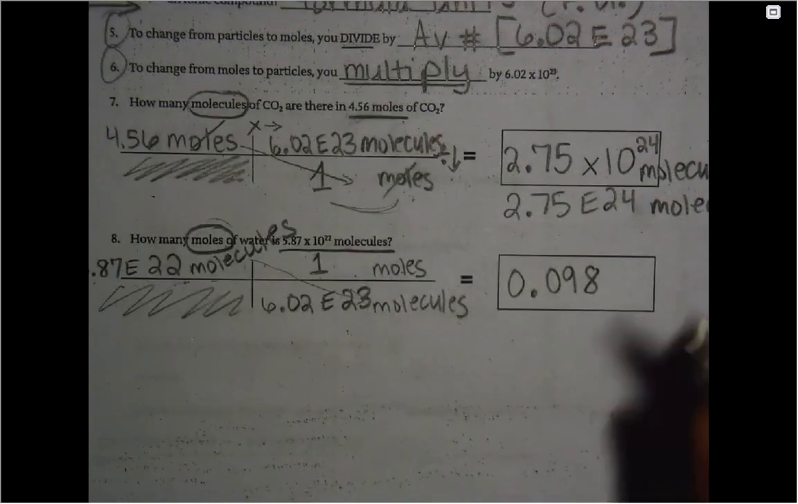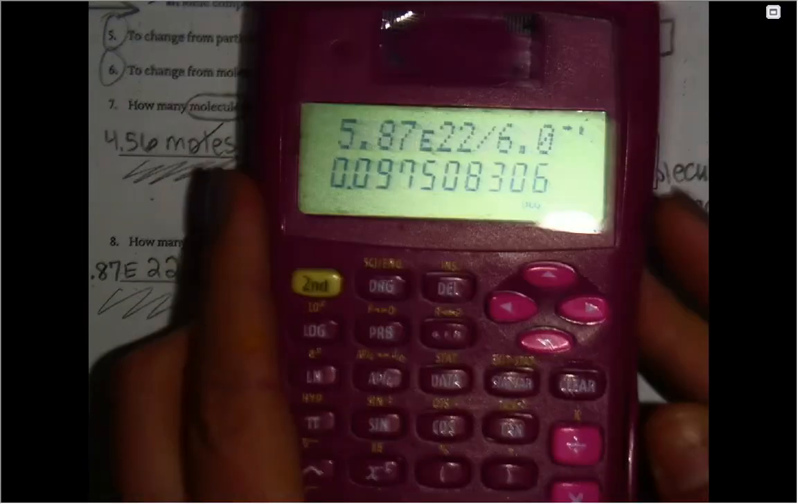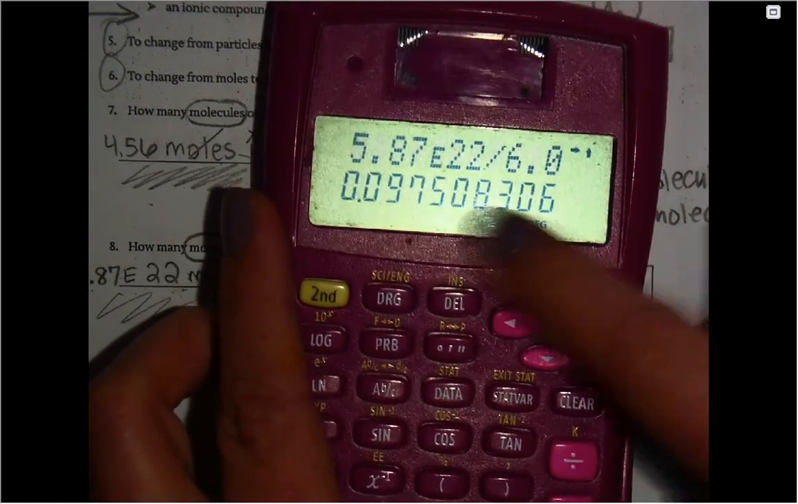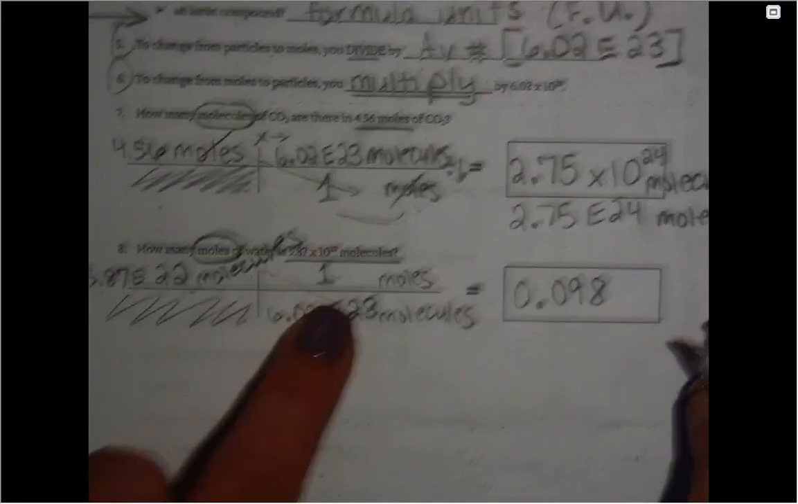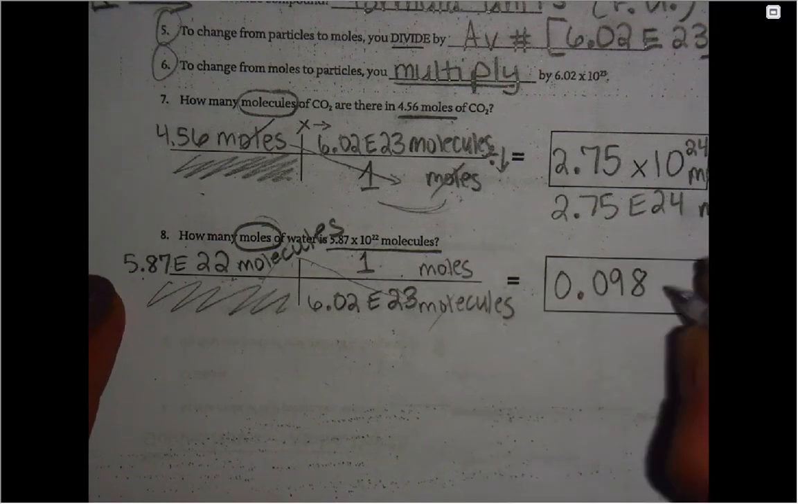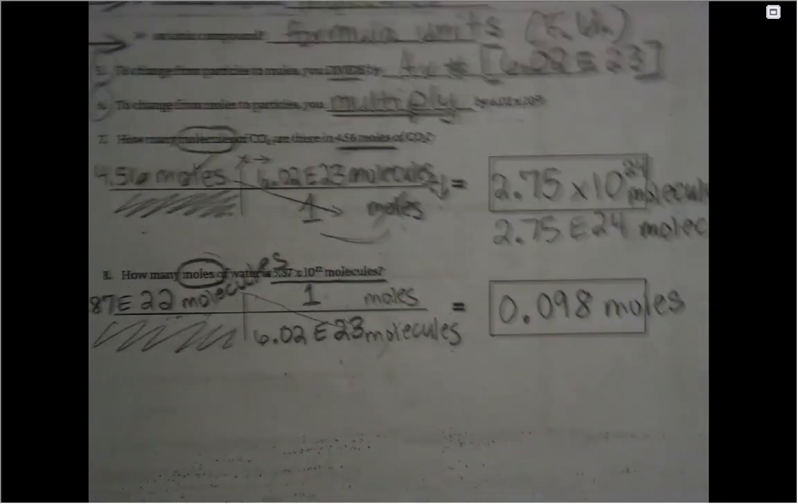0.098, so I'm rounding up again, okay? And then there is no times 10. So if you notice this one, there was nothing over here on the right-hand side. So because of that, you just write it as it is, and then we're going to follow up with what the word is. So we eliminated molecules. Molecules went away. They disappeared. We're left with moles. Okay? All right. Awesome.